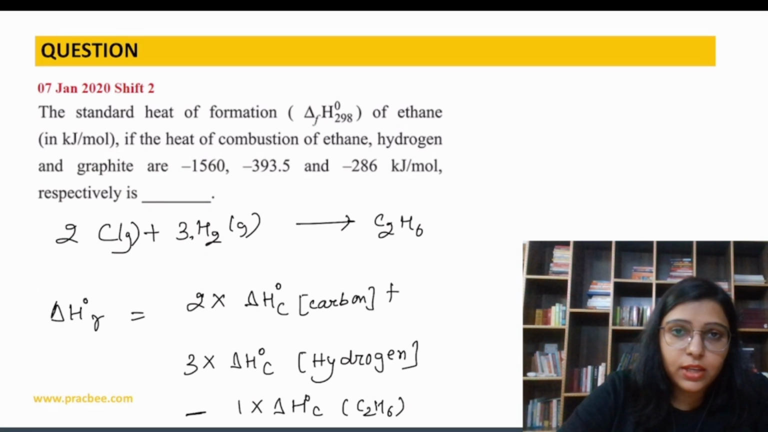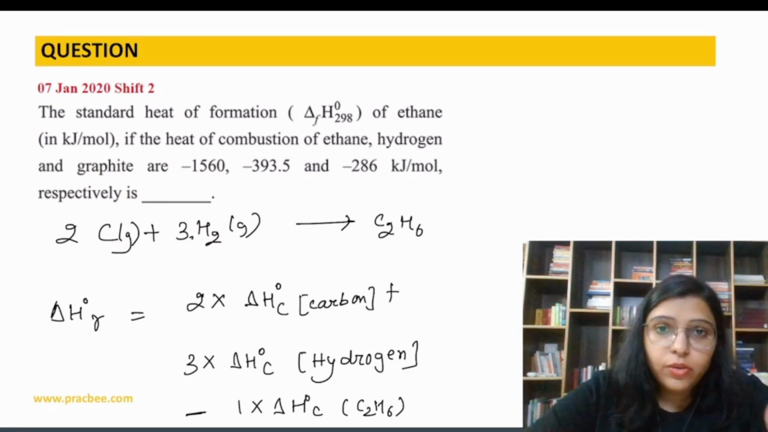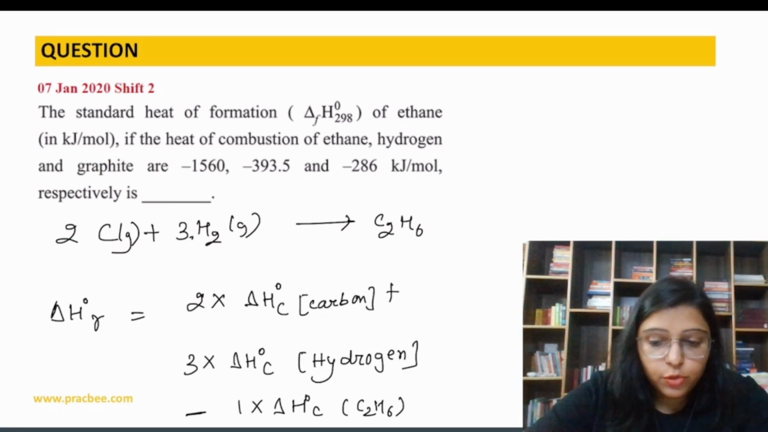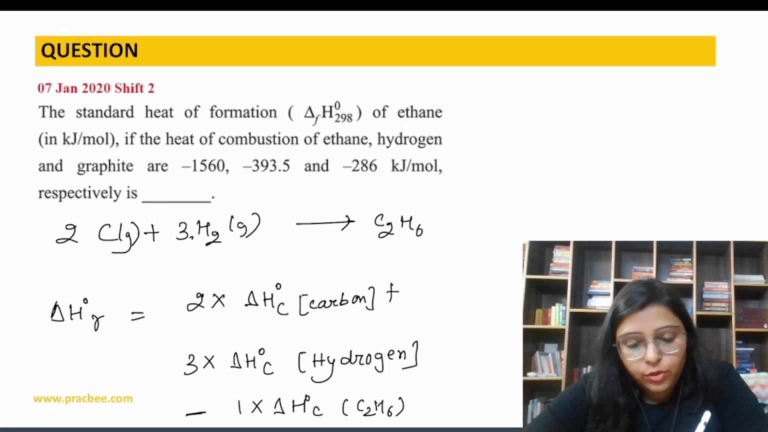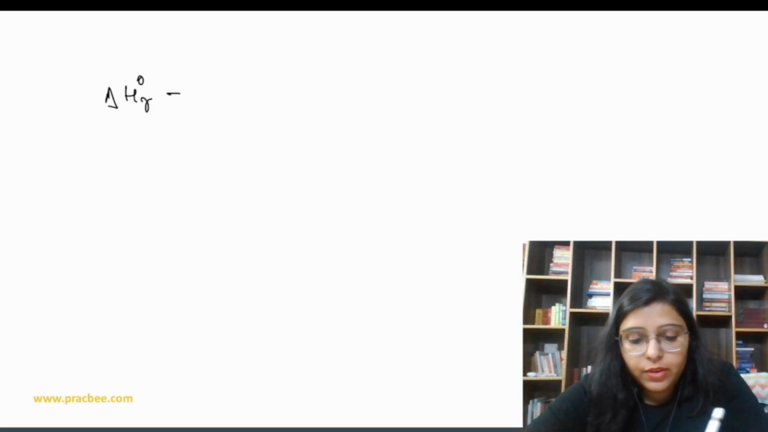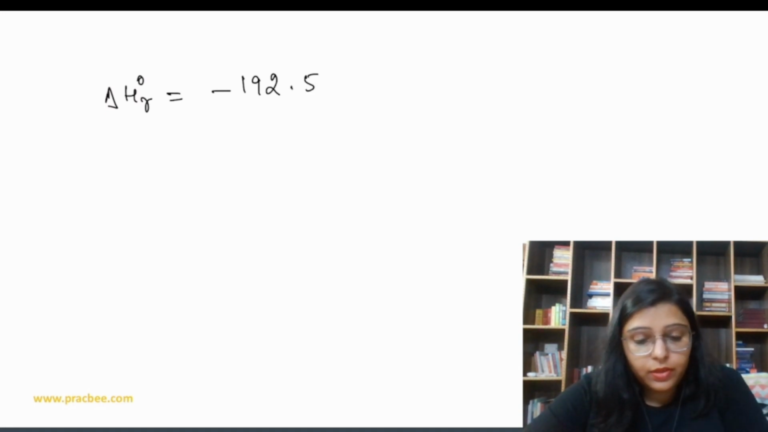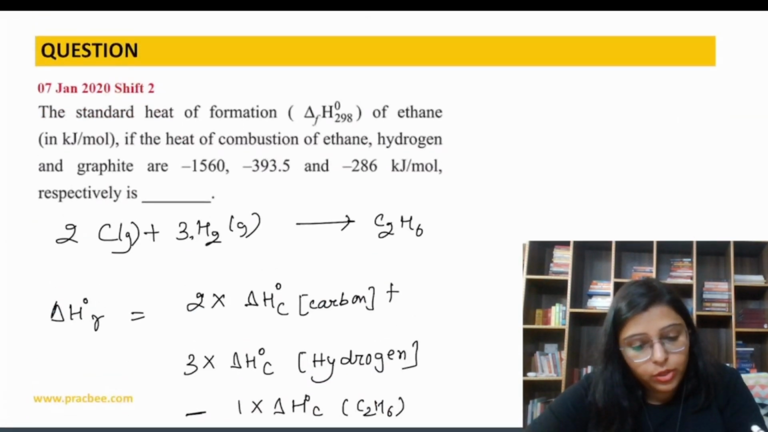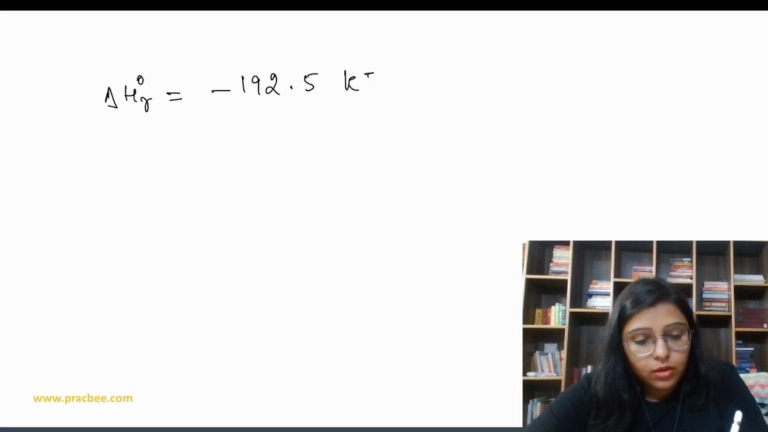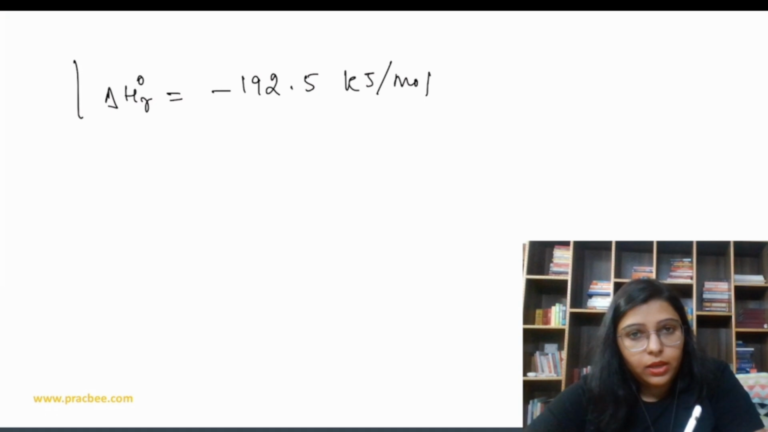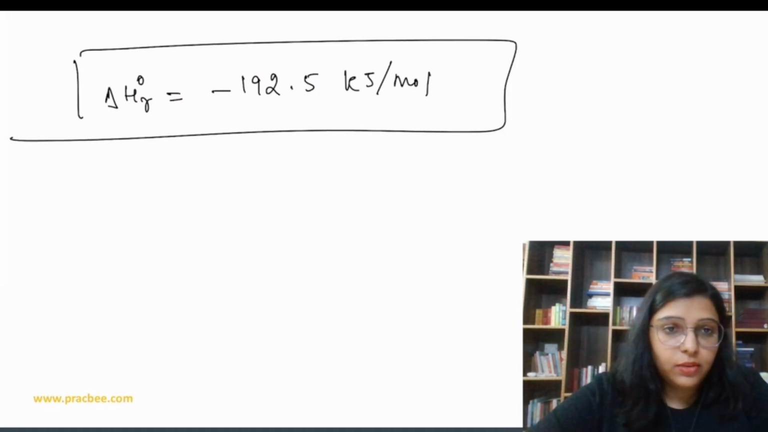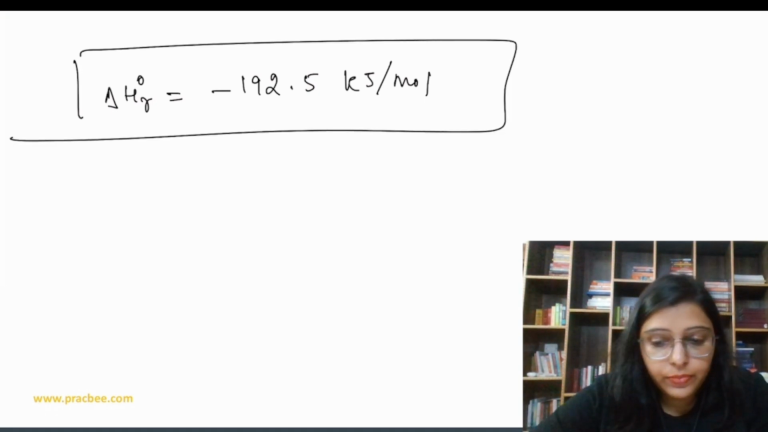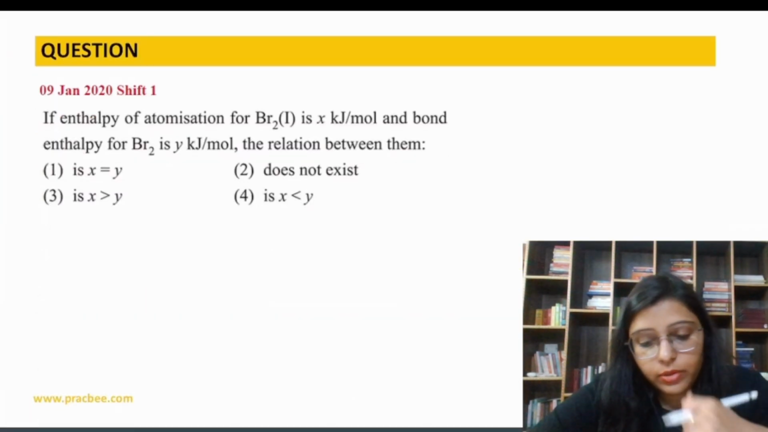Okay, can you find out the answer on your own? So please, now you have all the values. Let's put all the values. So when you put all the values, the enthalpy of reaction comes out to be minus 192.5, and that is going to be in kilojoule per mole. Okay, you just have to put all the values. That's it. Now let's do the next question.